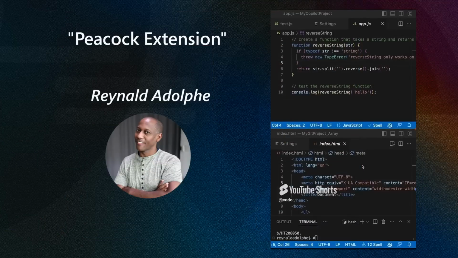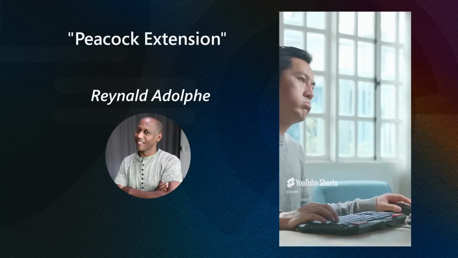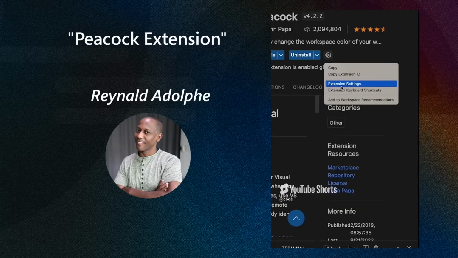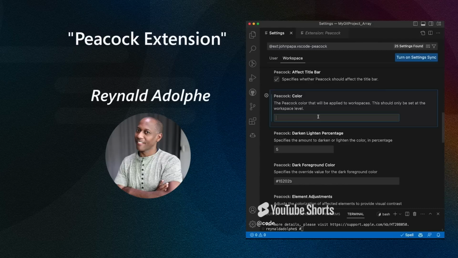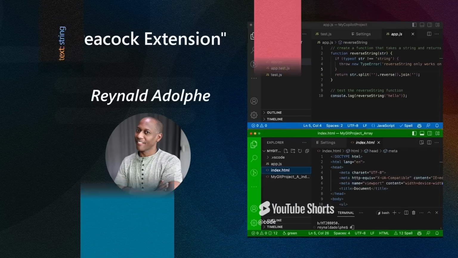If you're ever working with multiple instances of Visual Studio Code, sometimes it gets confusing which environment is for what. Just download and install the Peacock extension, select Settings, and under Workspace, specify what color you want your environment to have, such as green, and now it's easier to distinguish your environments.